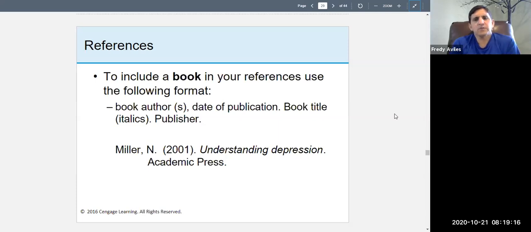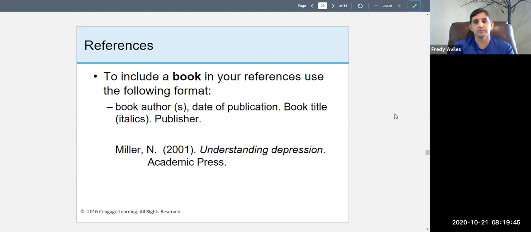Oh, so let's talk more about these references. How do you include a book in the references? Okay, well, you need the authors of the book. Maybe there's 1, maybe there's 2, maybe there's more, right? You need the date of publication. You need the book title. The book title should be in italics, and you need the publisher. Okay, you no longer need the publication location. So that's good news.